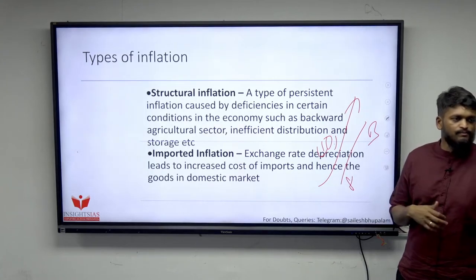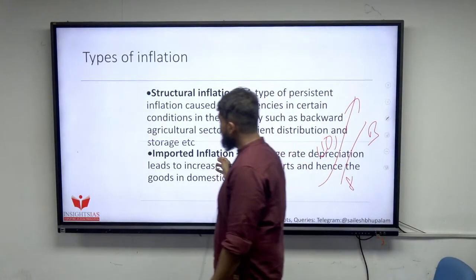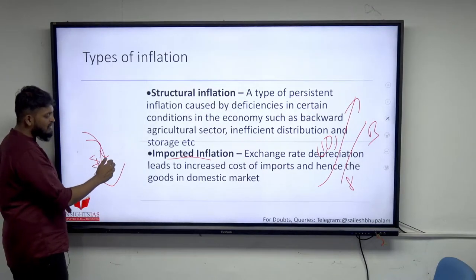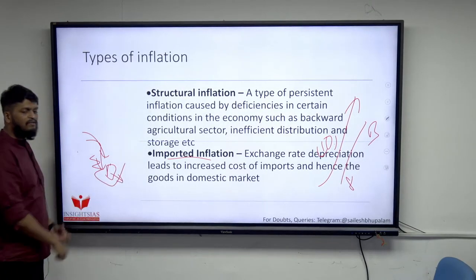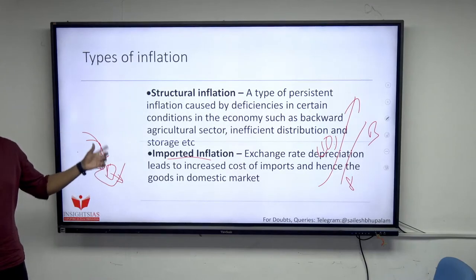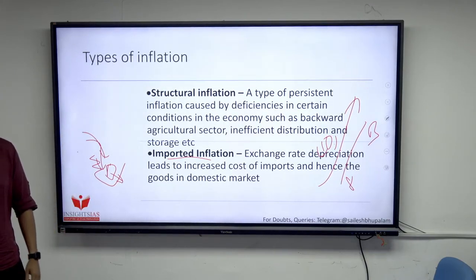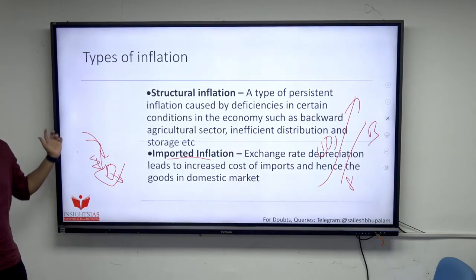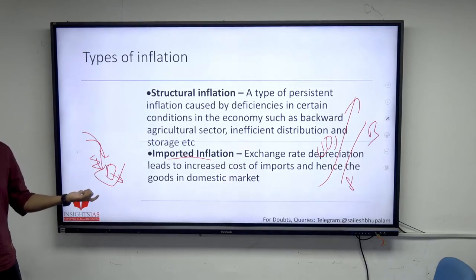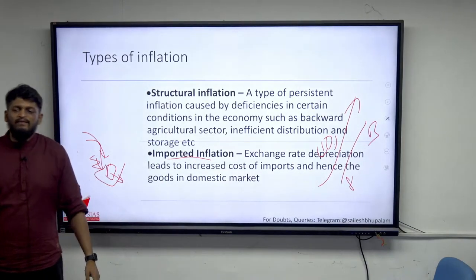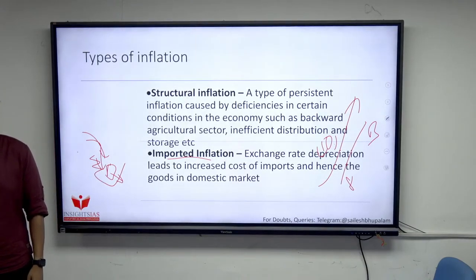You understood this? Imported inflation. When we have to import something from outside the country and this is costly, because it is costly, it is going to make the finished product within India costly. This is the same thing, whatever we saw with regard to oil price can be applied here. Sometimes if all the inflation that is happening in the country is only because of imports, then we call it imported inflation. It is just another term. How does imported inflation occur? Because of imports becoming costly.